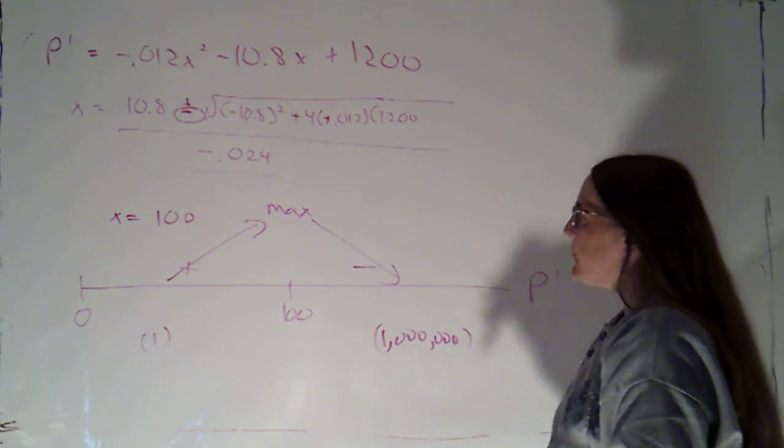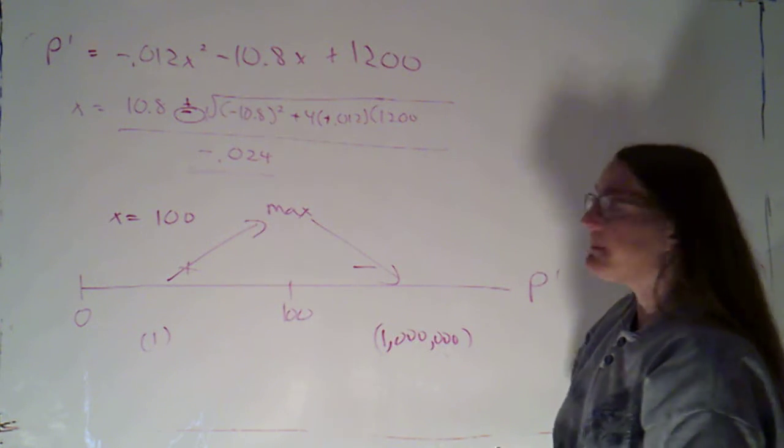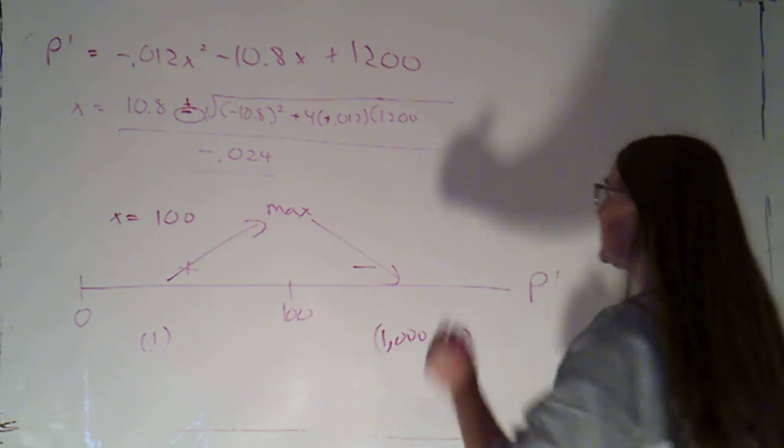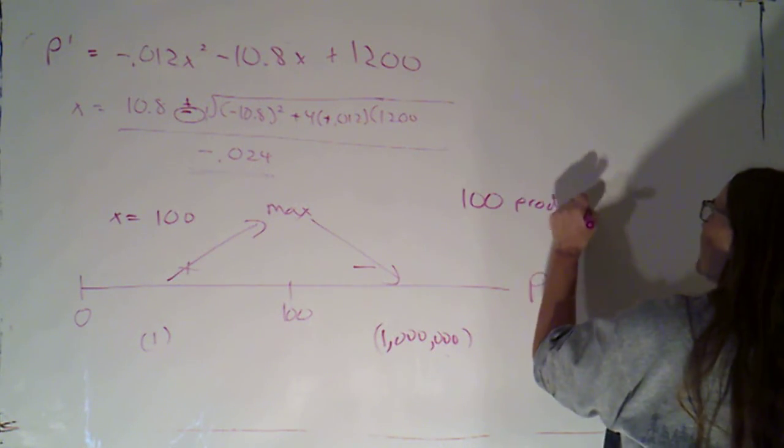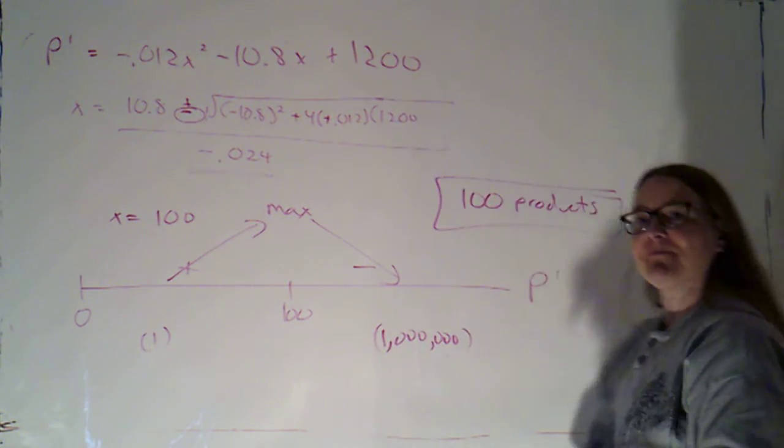Okay. So we are able to determine that the number of products that we would want to produce in order to maximize profit is 100 products. Okay, excellent.